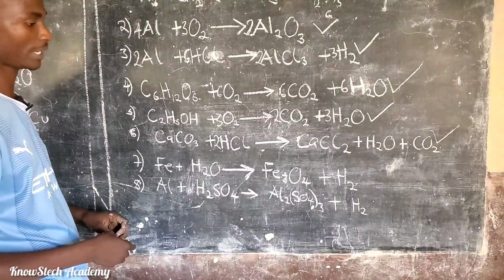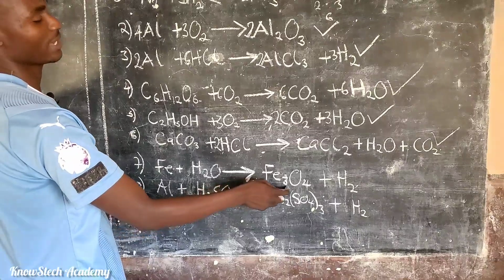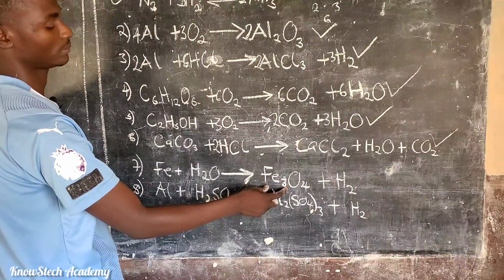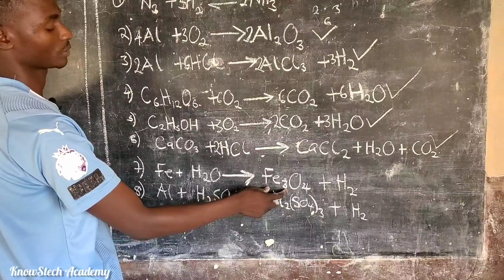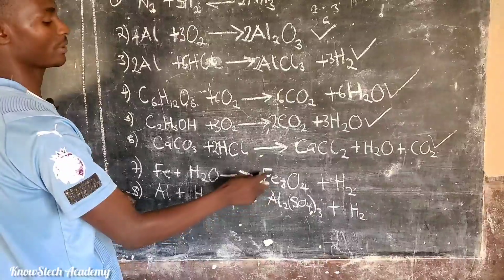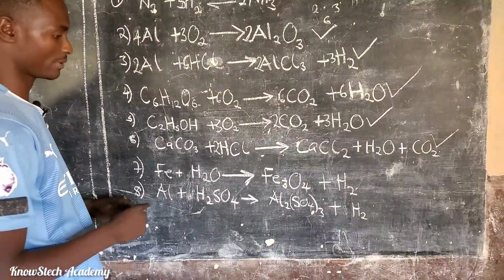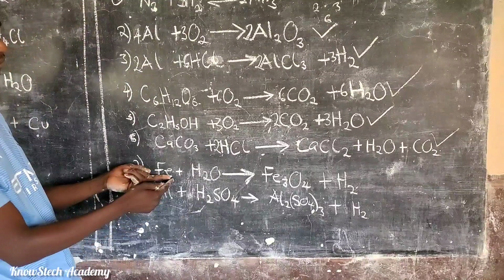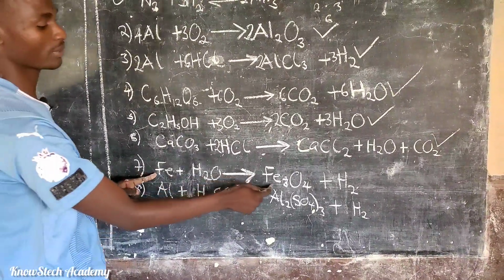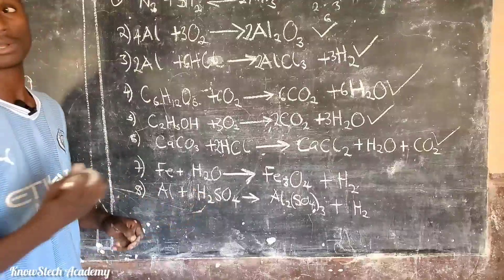Okay, number 7. Iron reacting with what? Water. Okay? Water to form, what is the name of this compound? Triiron tetraoxide, right? Triiron tetraoxide and then hydrogen gas there. So anyway, never mind, let's balance it. You have 1 atom of iron on the reactant side. Then on the product side, you have how many? 3. Right? You have 3 atoms.